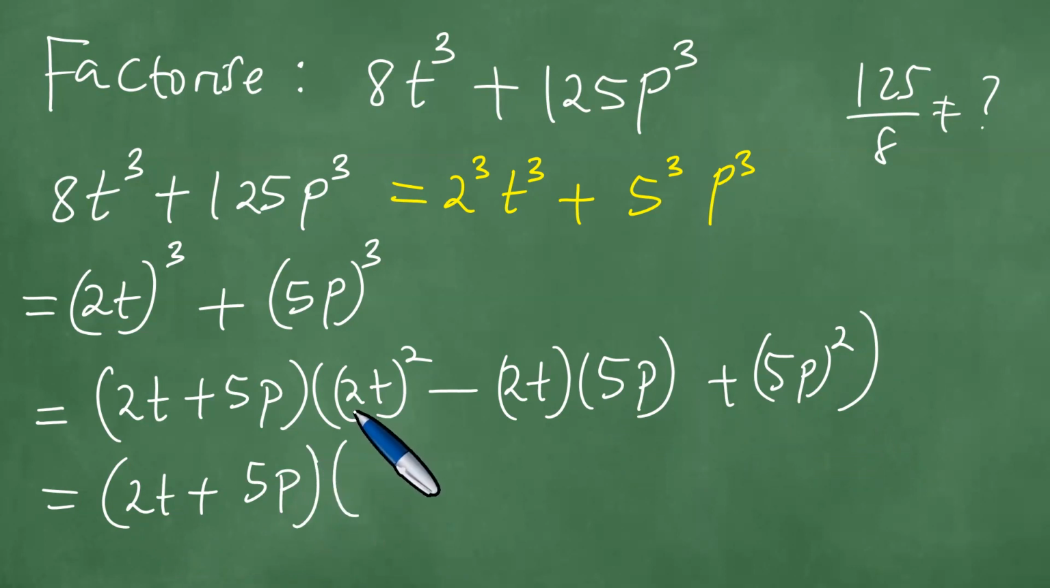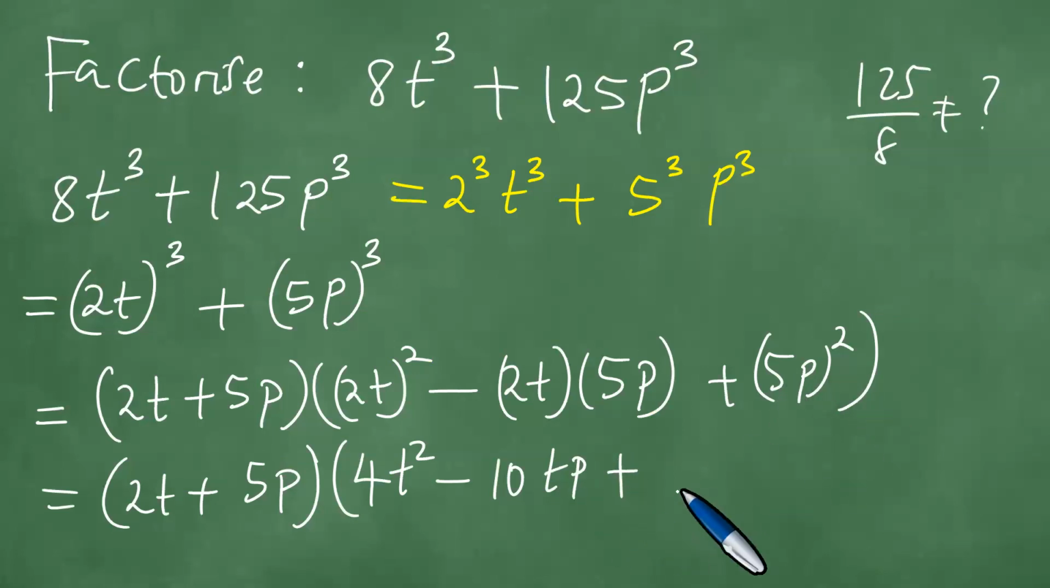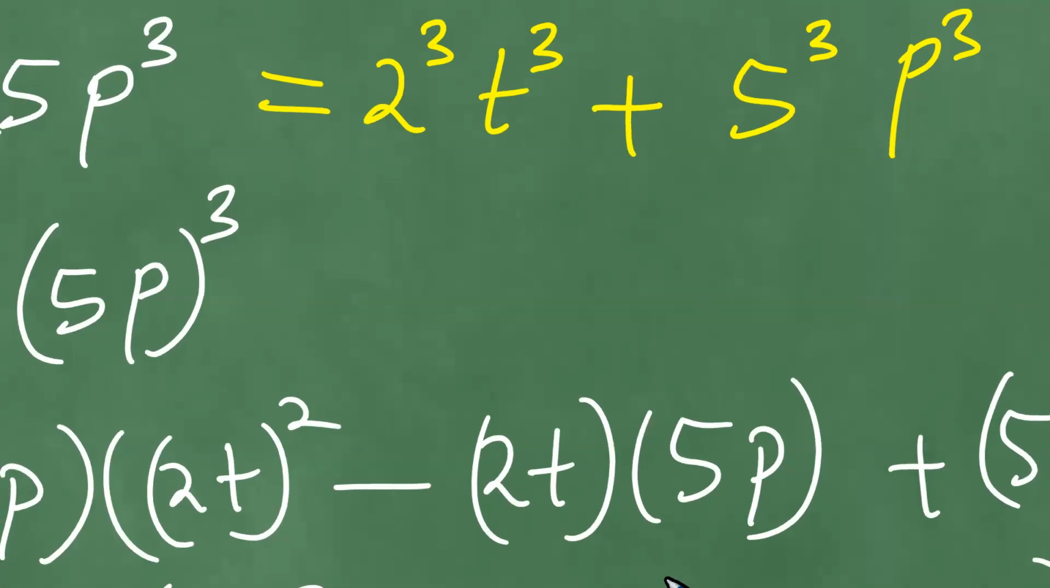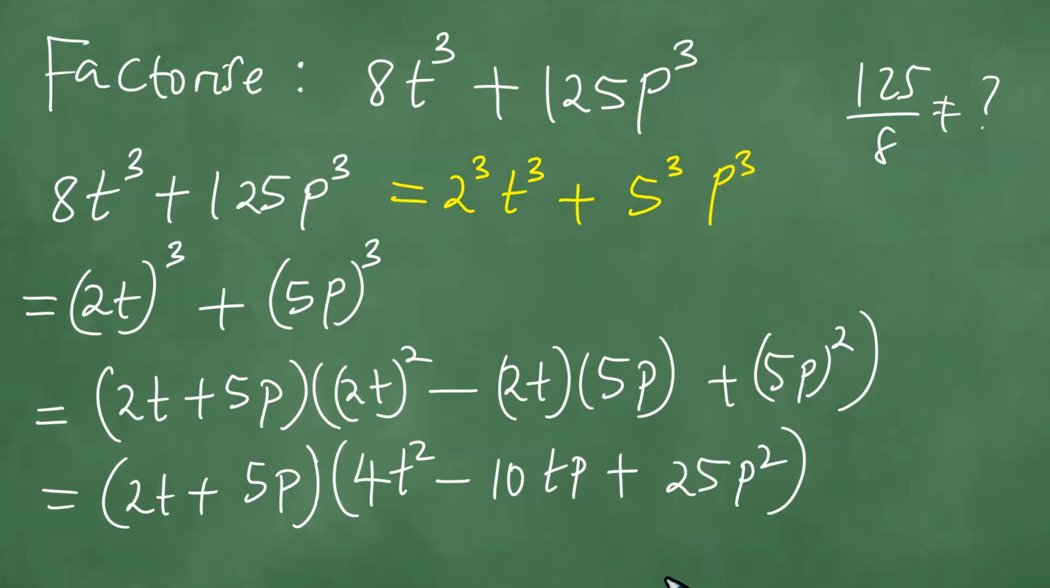So if you square here, what is 2 squared? What is 2 times 5? 5 squared is what? It's 25p squared, and this is the answer. Okay, and this is the answer. So take a moment to think about this and make sure you understand it.